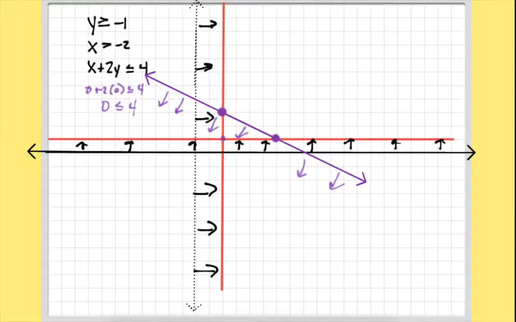So now I see where my final solution is. It's that area inside that triangle. So I can color that in here. And there we go. That's our solution region.